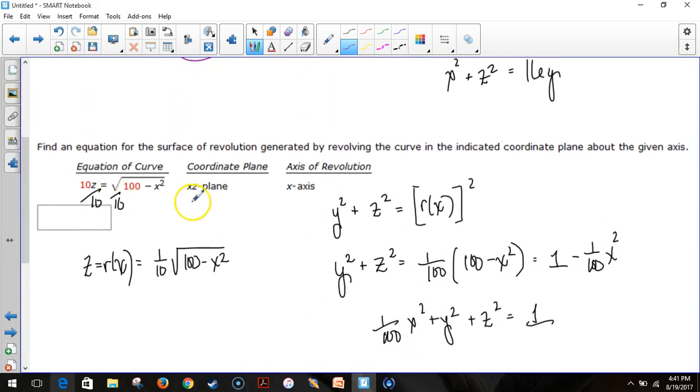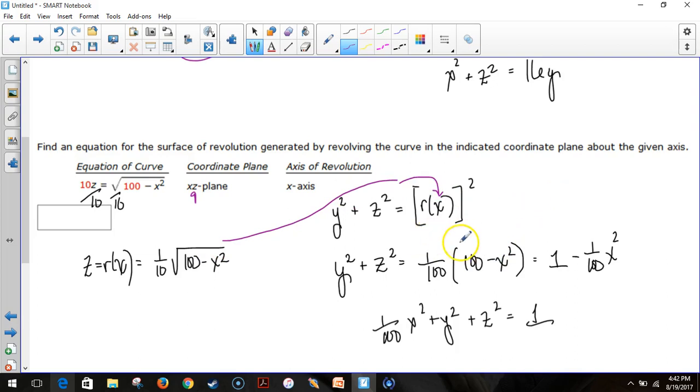Now I'm in the xz plane, right? I got x and z. I want to go around the x-axis, so I'm talking about R of x. So over here it has to be y squared plus z squared. I need this to be something, that other variable, z equal to a bunch of stuff, and then the x is there. So I just need to get this 10 off. I'll divide everybody by a 10. Take this, plug it in for R of x, and square it.